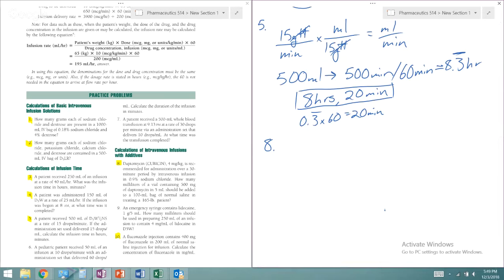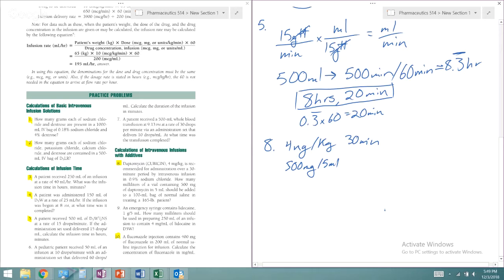All right. So 4 milligrams per kilogram is recommended, administered over a 30-minute period by IV infusion in 0.9% sodium chloride. How many milliliters of a vial containing 500 milligrams per 5 mL should be added to a 100 milliliter bag of normal saline treating a 165-pound patient?